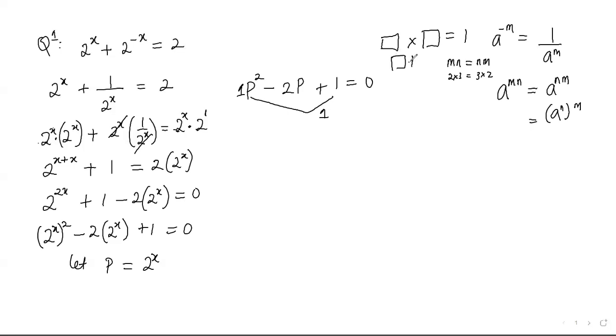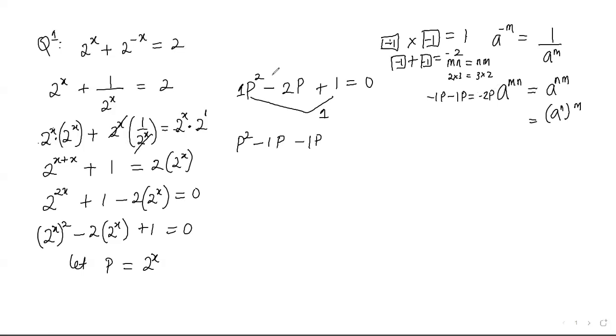When you add the same two numbers together, you get minus 2. The numbers are just minus 1 and minus 1. Minus 1 times minus 1 will give me a positive 1, and minus 1 plus minus 1 will give me minus 2. So here becomes p squared minus 1p, then minus 1p. So this minus 1 and minus 1, we are representing them in the form of p, just like we have -1p, -1p, which gives me -2p.